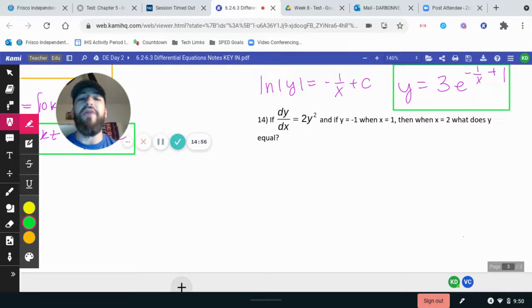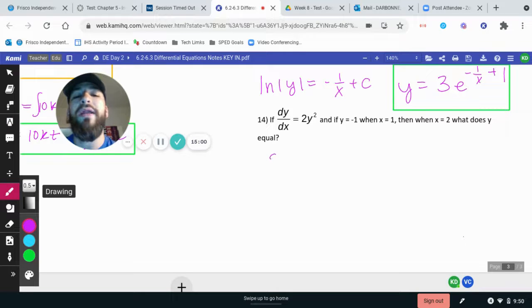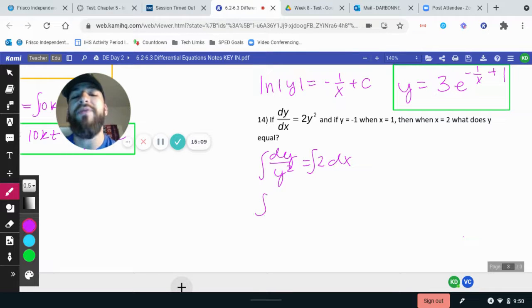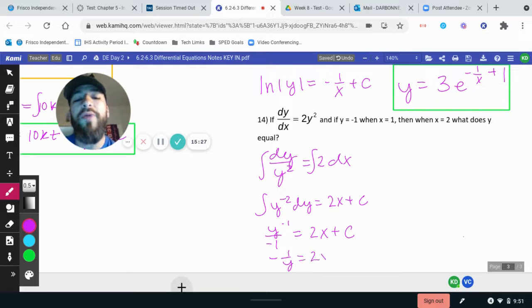Okay. So if dy over dx equals 2y squared, then we can go ahead and separate, integrate. So dy over y squared is equal to 2dx. Integrate both sides. dy over y squared, same thing we did in the last problem. We can move that up to make it y to the negative 2 dy is equal to 2x plus c. Integrate that. That becomes y to the negative first over negative 1 is equal to 2x plus c, which is just negative 1 over y equals 2x plus c.